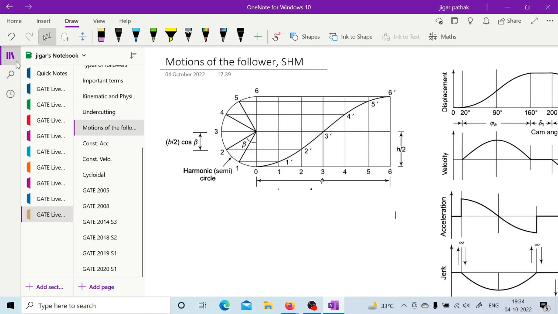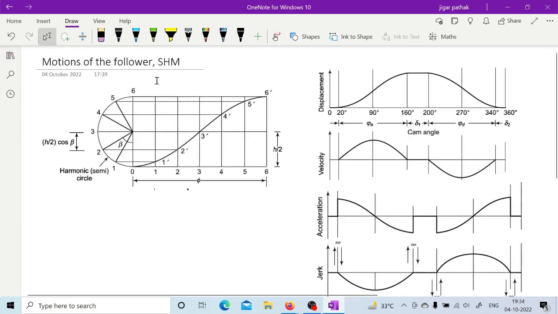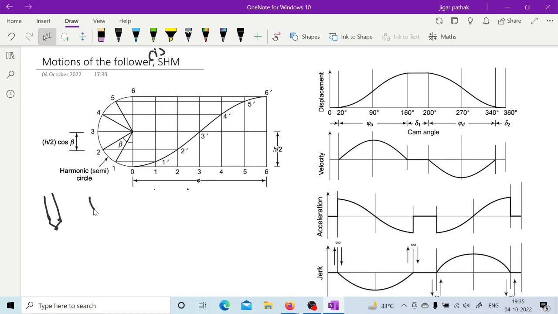Now if we go for the motion of the followers, the very first is SHM, simple harmonic motion. In practice you have to design the cam profile, so you have to take all this data of your motion of the follower. Basically it is provided that this follower is moving for outward or outstroke.